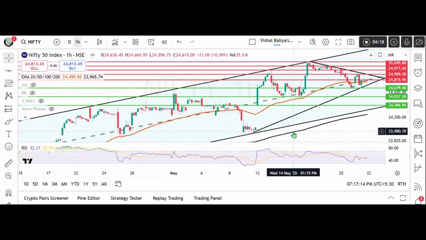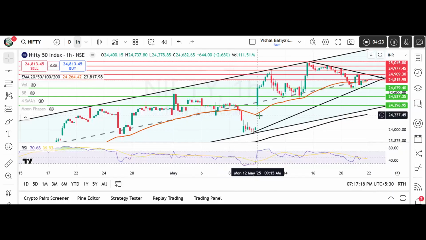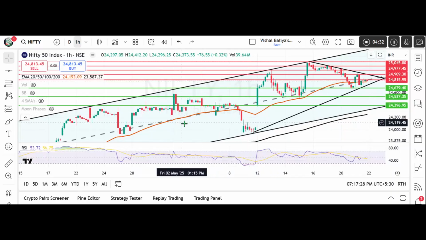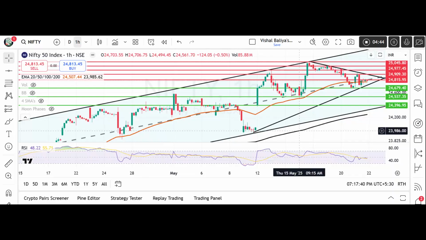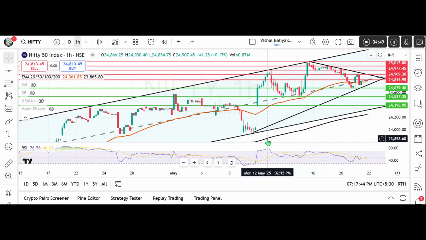Then you might be seeing this black line and this red line. These lines we call the mother line and the father line. This red line is the mother line and this black line is the father line. The mother line is the 50-hour CMA because this is an hourly chart. This line is the 50-hour CMA, and it acts as the mother line. And this black line is the 200-hour CMA. The 200-hour CMA is the father line. So the mother line is a support, the father line is a very strong support, but these two can be resistances also.